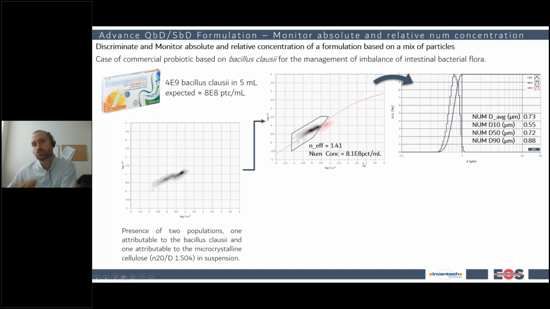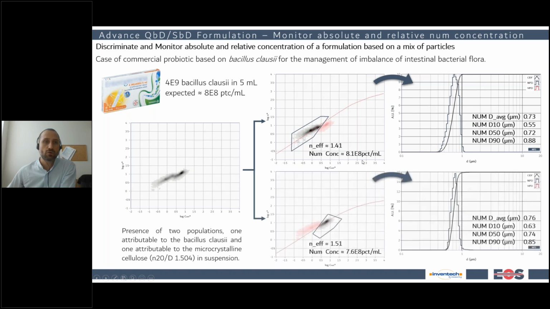So you are able to measure and quantify the particles, let's say the spores, also in presence of excipient typically. But you can also focus the analysis on the excipient. In this case, we are focusing on the microcrystalline cellulose. As you can see, the effective refractive index measured is very close to the expected one from the literature, and we are able to quantify them and size them.